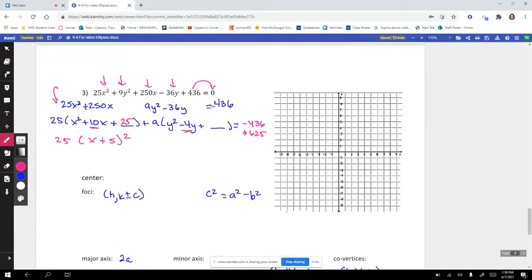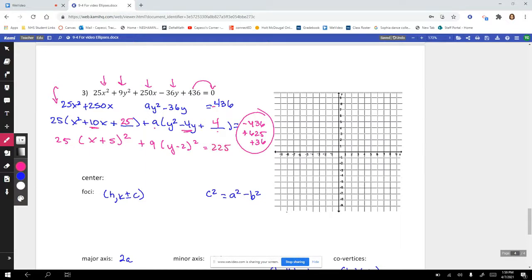Plus, here we have negative, we'll deal with the y's now. Negative 4 divided by 2 is negative 2. Negative 2 squared is 4. 9 times 4 gives me 36, so I need to add the 36 on the other side. So that's going to give me 9 times y minus 2 quantity squared. On the right-hand side, if I combine all of these, I end up with 225.